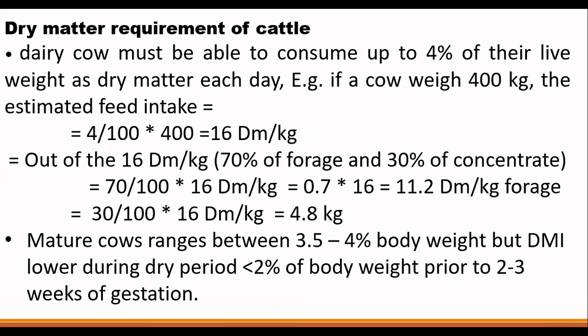Next slide, sir. Dry matter requirement of cattle. Dairy cattle must be able to consume up to 4% of their live weight as dry matter each day. For example, if a cow weighs 400 kg, the estimated feed intake in a day is 4% of the body weight. That means 4 over 100 multiplied by 400, which means they will have to eat 16 kg of dry matter. That is the amount of feed that you will give them in a day. Then out of the 16 kg, 70% will be for the forage, while 30% will be for the concentrate.